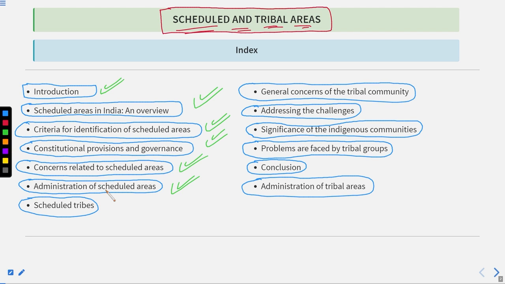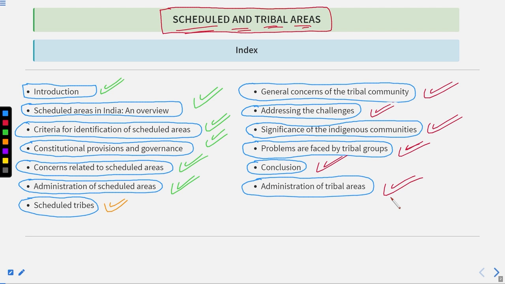If we talk about the topic on which we have been discussing, this is the scheduled tribes topic. And the topics that we are left with are the general concerns of the tribal community, then addressing the challenges, then significance of the indigenous communities, then the problems that are being faced by the tribal groups, then the conclusion, then the administration of the tribal areas. So this is the picture that we have created so far altogether.